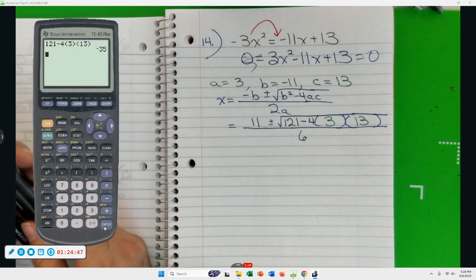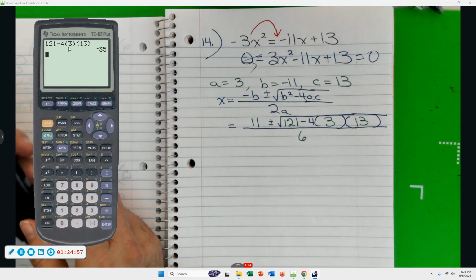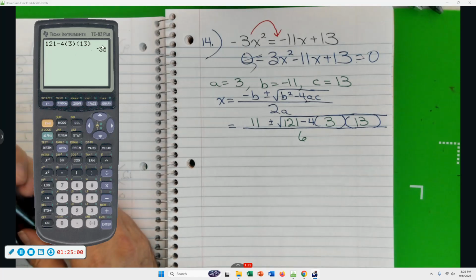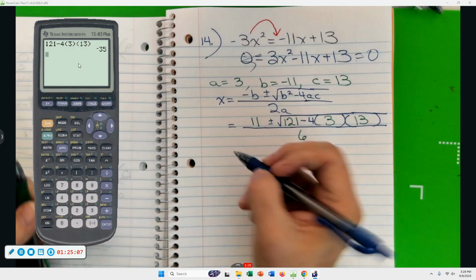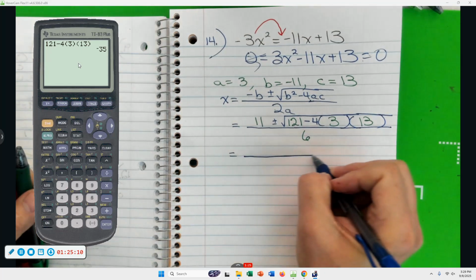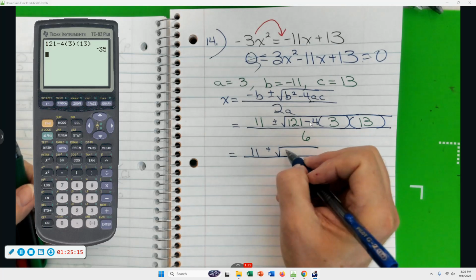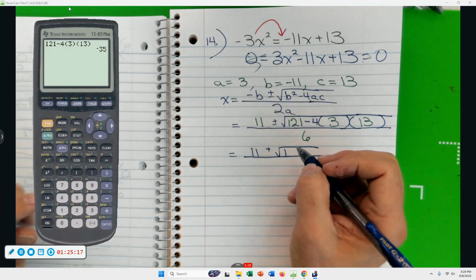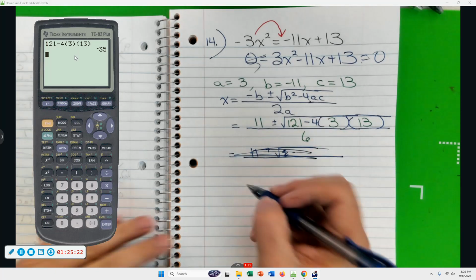So we have 121 minus 12 times 13, and 13 times 13 is 169. How about Tony punch it in? What's he getting? A negative 35. Well, yeah, 12 times 12 is 134. 12 times another 13, yeah, 156. So 121 minus 156 is a negative 35. I messed up. Hold on.